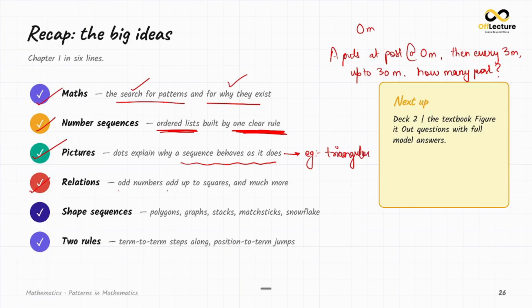Then relations: odd numbers add up to squares and much more. We started with the question of why adding up odd numbers reaches squares. So we understood how one pattern or sequence is related to another sequence. Then we have shape sequences; the study of shapes is known as geometry. So we understood polygons, graphs, checks, matchsticks, and snowflakes. And then two rules, the term to term step and the position to term rule, which help us give the jump and tell any nth number from that pattern or sequence. So this is what we have completed in this video.